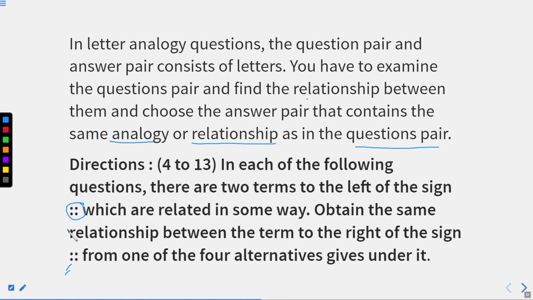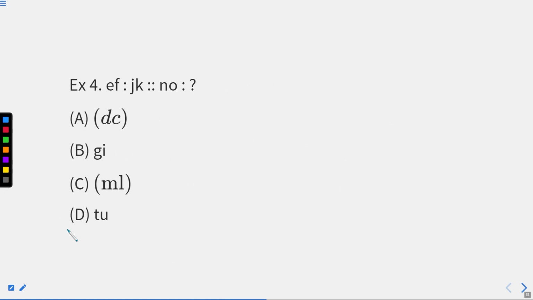Now, I'm directly starting with question number 4. Here you have seen the question. The method we are going to follow is to read the question and rewrite the question pair. We know that our question pair is EF is to JK. I hope this part is clear. We know that E and F, as per the alphabetical series, have place values 5 and 6.